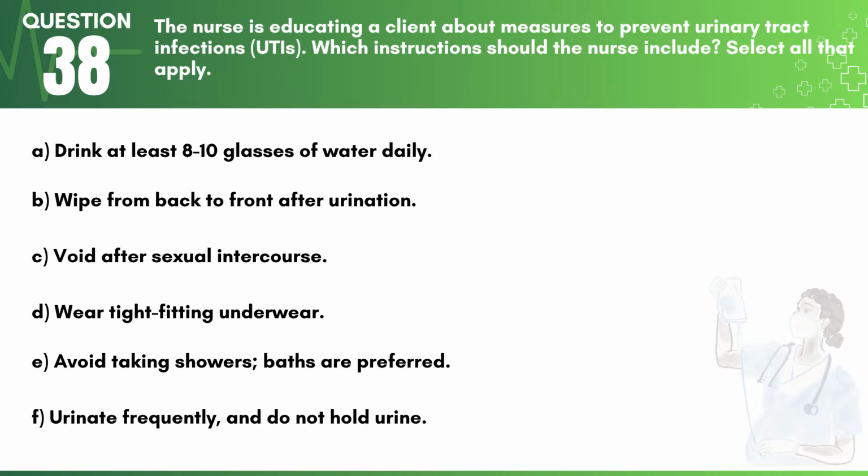Question 38. The nurse is educating a client about measures to prevent urinary tract infections, UTIs. Which instructions should the nurse include? Select all that apply. A. Drink at least 8 to 10 glasses of water daily. B. Wipe from back to front after urination. C. Void after sexual intercourse.